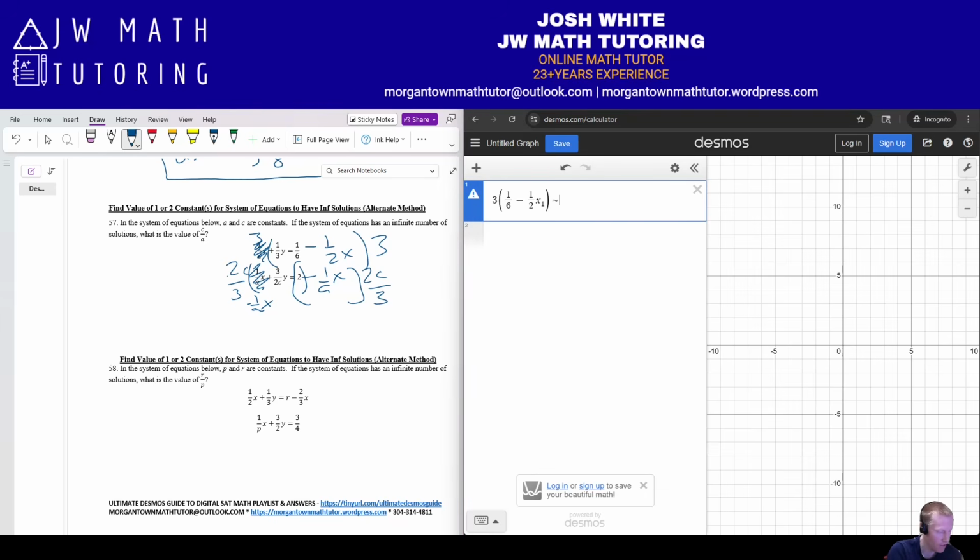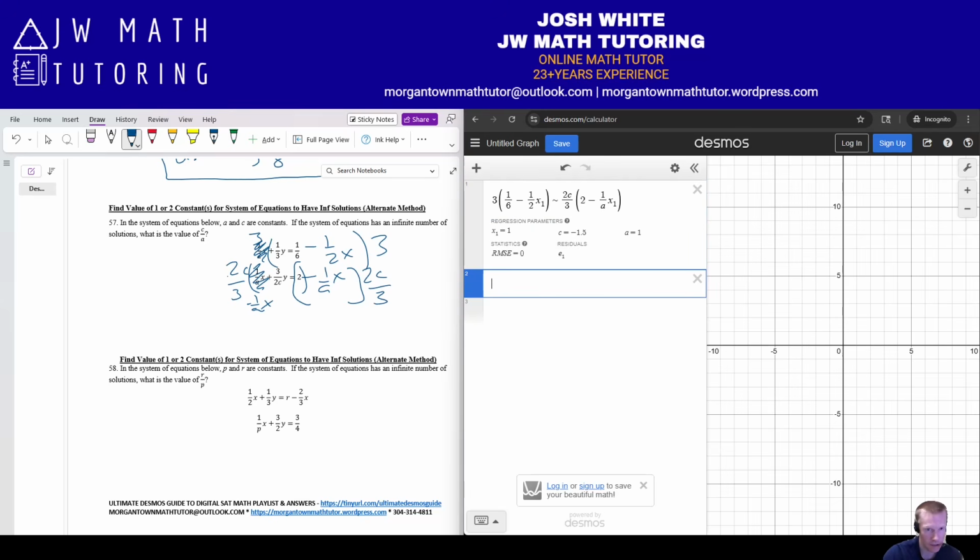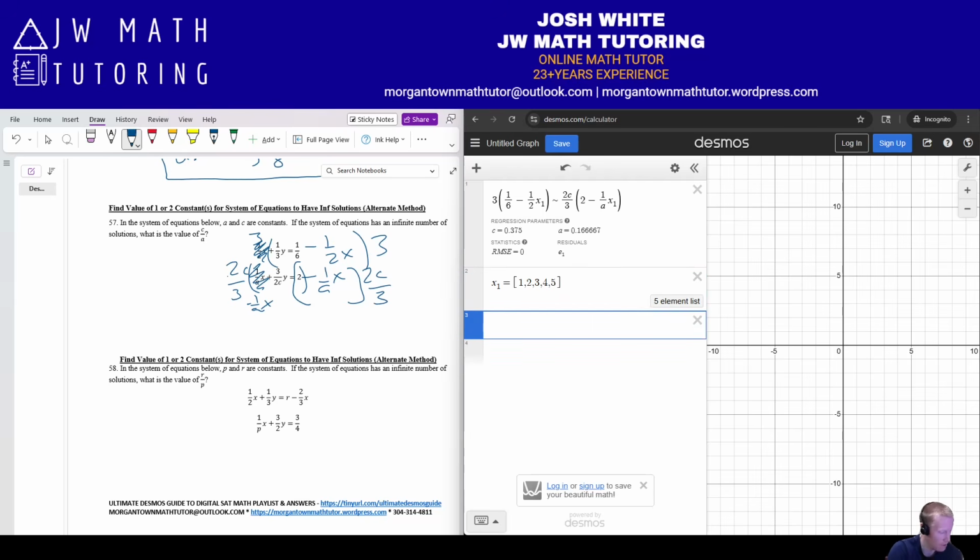Again, if you can do that in your head, perfectly fine. So I'm going to put 2c over 3, and then the giant parentheses, and then I have 2 minus 1 over a x1. Okay, now it's giving me values for a and c. These are not the correct values, I don't believe, because it's returning value for x1. So let's do a list for x1, because we want it to treat as a constant. Okay, so now these are the correct values for c and a.